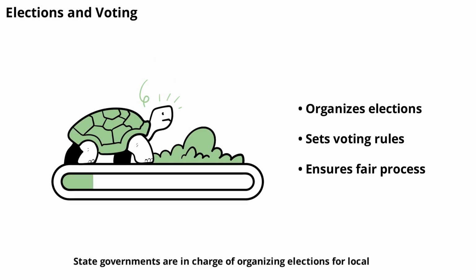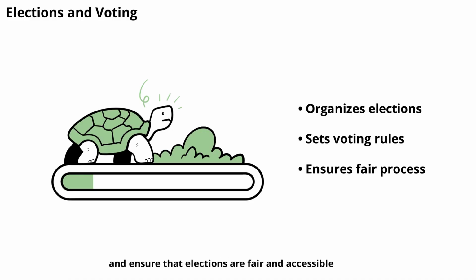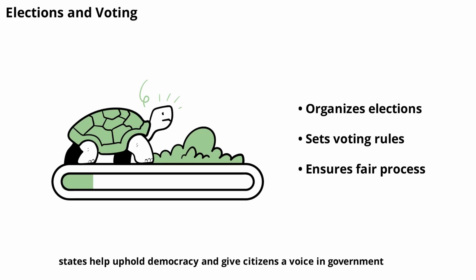State governments are in charge of organizing elections for local, state, and federal offices. They set rules for voter registration, manage polling places, and ensure that elections are fair and accessible. By overseeing the electoral process, states help uphold democracy and give citizens a voice in government.